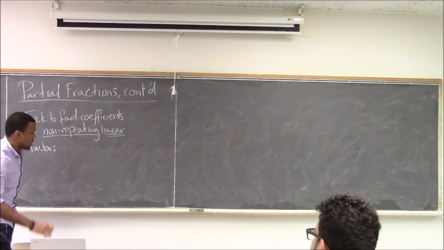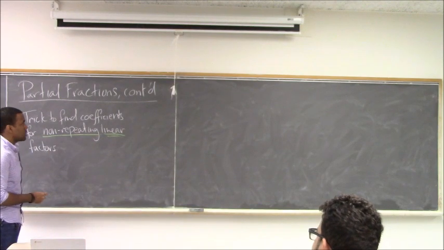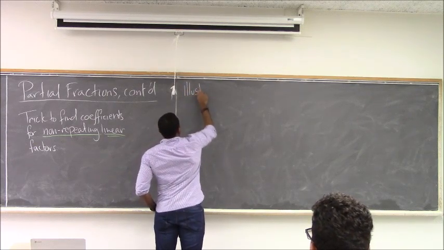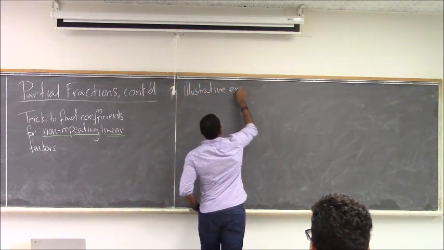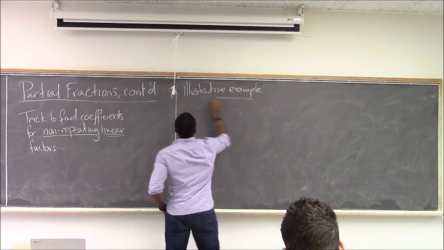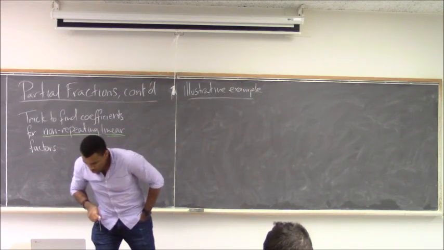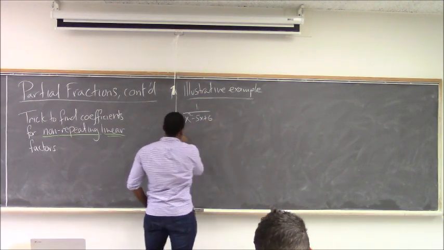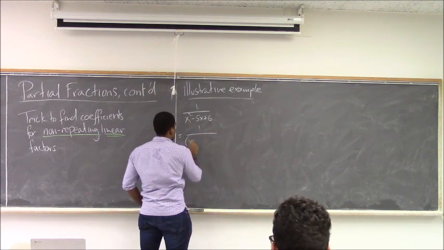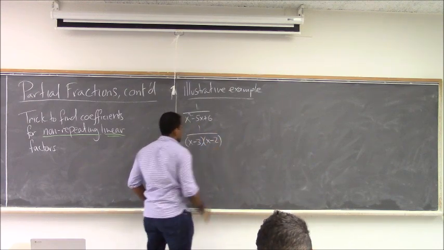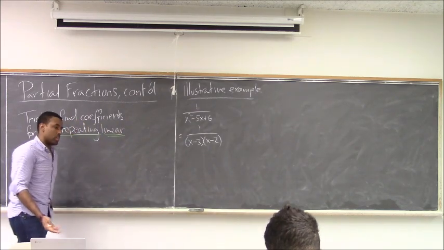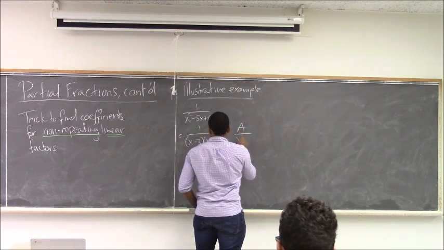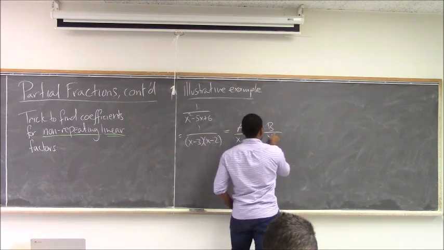Now, in the main example that I showed you, that was the 1 over x squared minus 5x plus 6, which you know you could actually factor into x minus 3, x minus 2. So this has non-repeating linear factors. Okay? So now you're going to rewrite this as a over x minus 3 plus b over x minus 2.